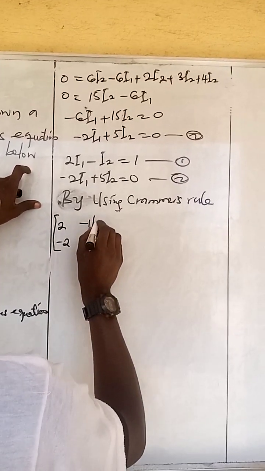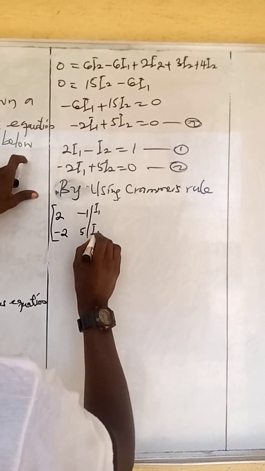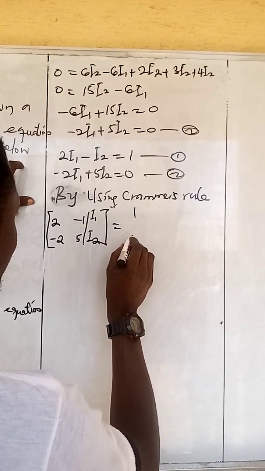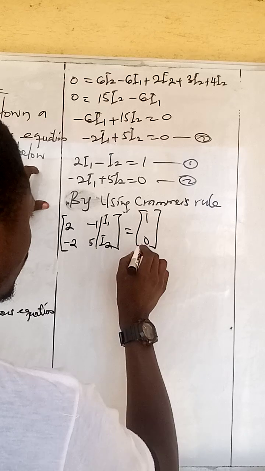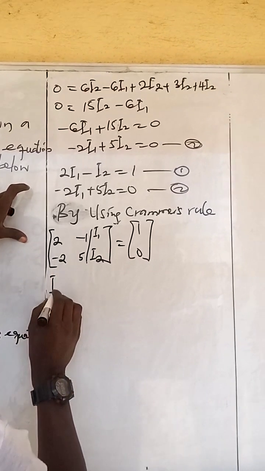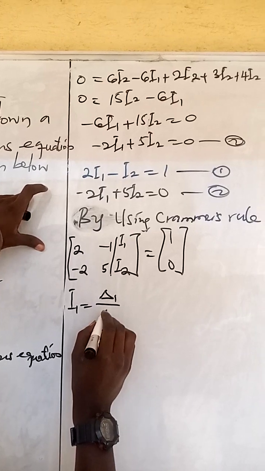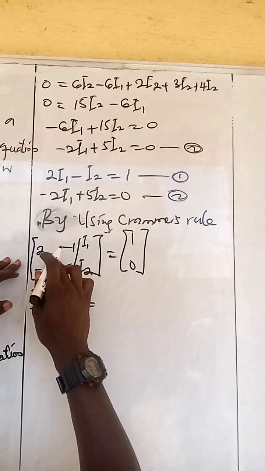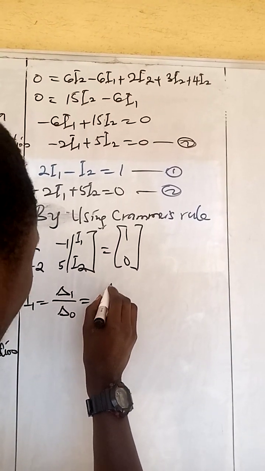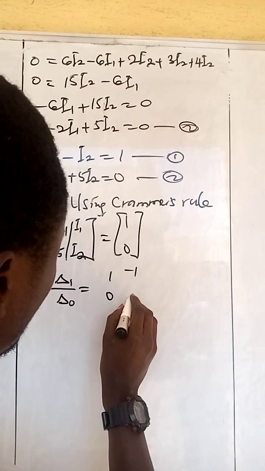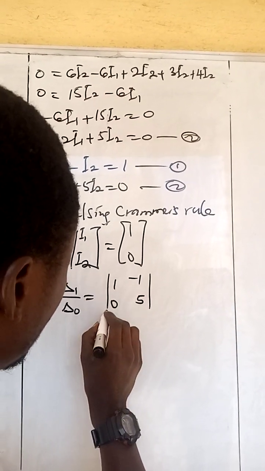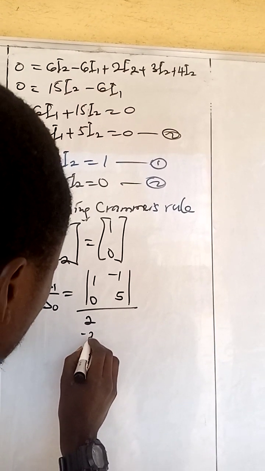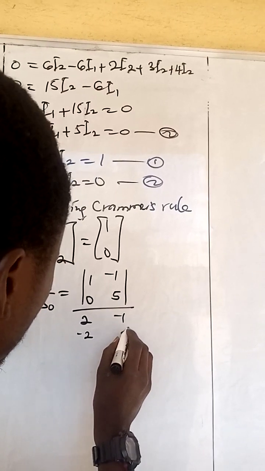So, I1, I2 equals 1, 0. So, I1 equals change in delta 1 over change in delta naught. So our delta 1 is that we replace this column with this. So it will now be 1, 0, minus 1, 5, divided by our delta naught, which is this one: 2, minus 2, minus 1, 5.